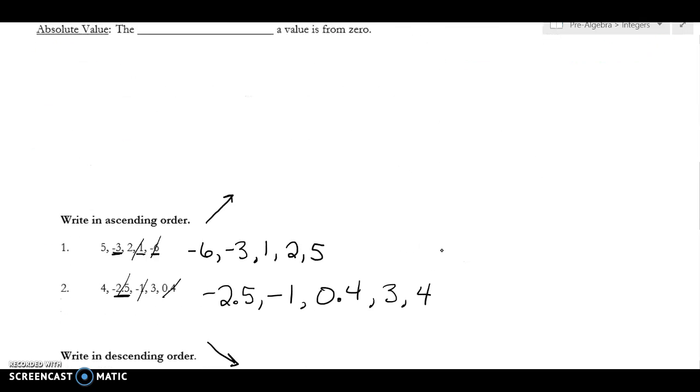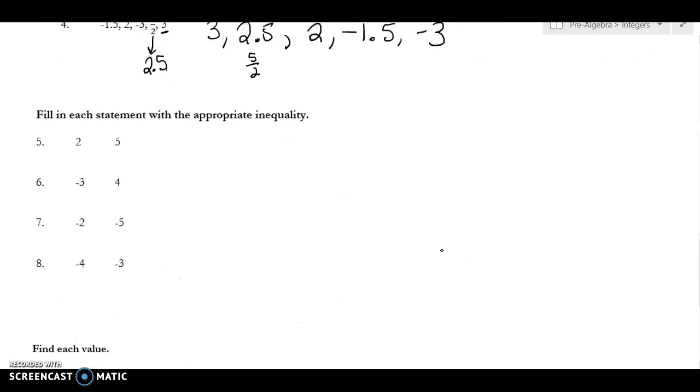Okay, so let's go down and do some more examples on your left. So go ahead and copy these problems down, and when you think you have them, go ahead and push play so that you can check your work.